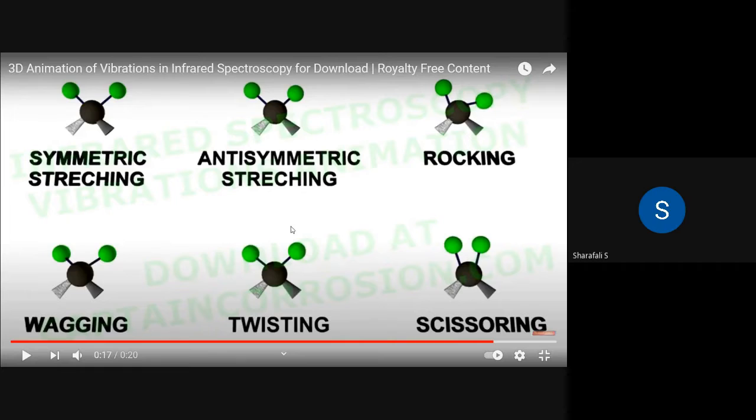Basically we have two vibrations in the stretching modes, which are symmetric stretching and anti-symmetric stretching, and four vibrations in bending mode, which are rocking, wagging, twisting, and scissoring. So basically vibration modes are two. One is stretching, another one is bending. In stretching mode, we have symmetric stretching as well as anti-symmetric stretching. And in bending mode, we have rocking, wagging, twisting, and scissoring. I hope you understood these different modes of vibrations.